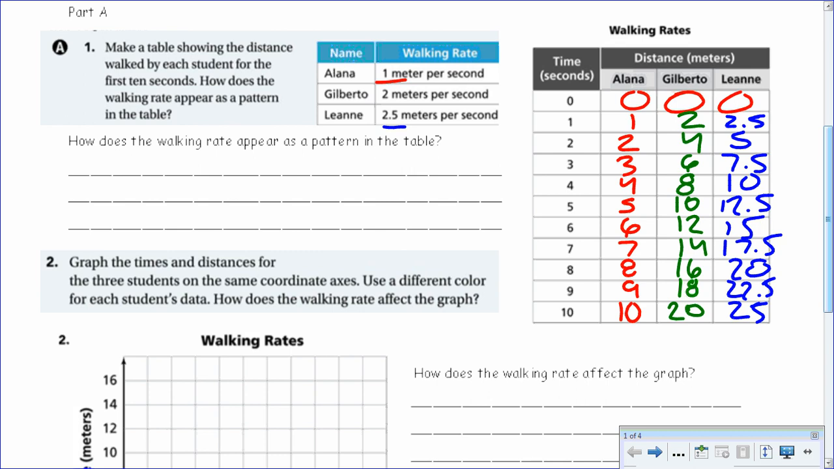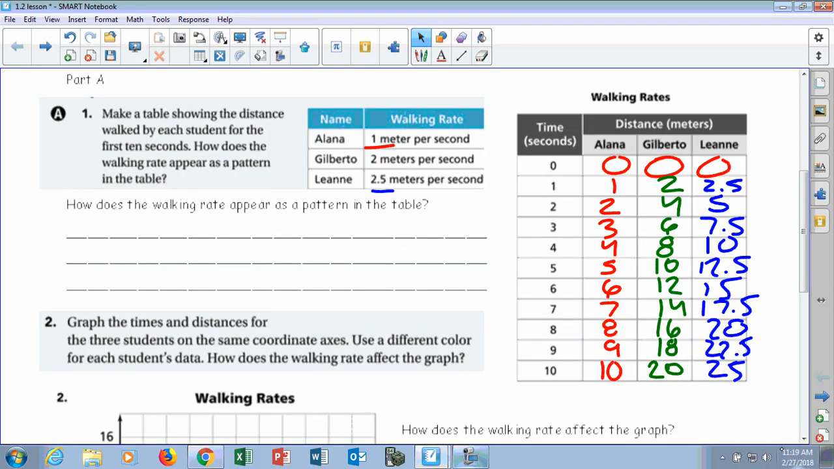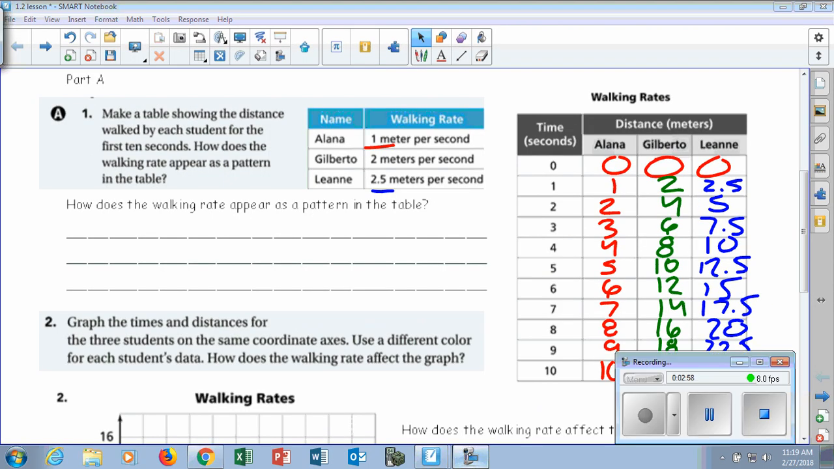So over here underneath 1A, it says, how does the walking rate appear as a pattern in the table? Based on what we just found, what is the walking rate? With your shoulder partners for a minute, talk to them as to what you think the walking rate will be based on the pattern that we just created in the table.